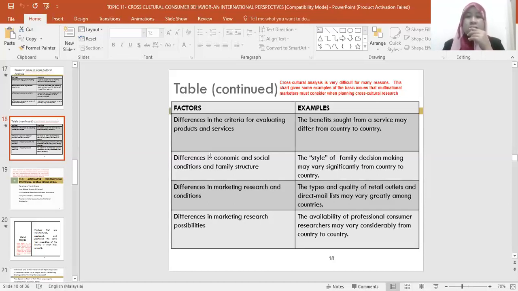Okay, there's now marketing research in relation to direct mail. Maybe they're sending email, maybe they're sending some letters. And then differences in the marketing research possibility.